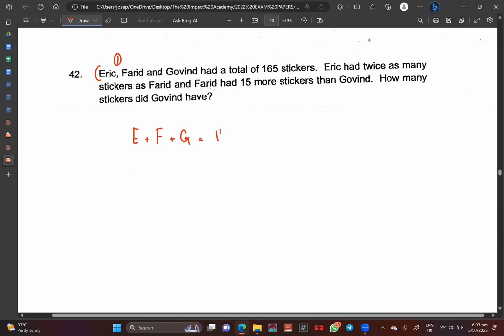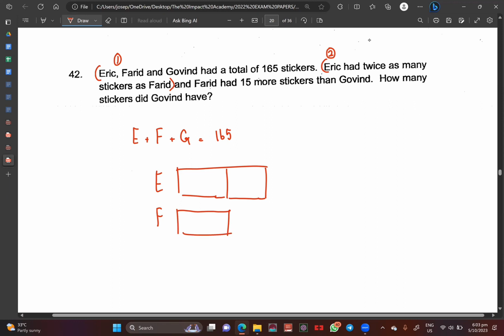they had a total of 165. Can you all see this? Now, when I move on to sentence number 2, it says that Eric had twice as many stickers as Farid. Stop here. Eric has twice as many stickers as Farid. So we are going to show 1 unit, and we are going to show 2 units. Is this something that you can understand? We are just going to show it in this manner first. And definitely we want to show that Farid is 1 unit.